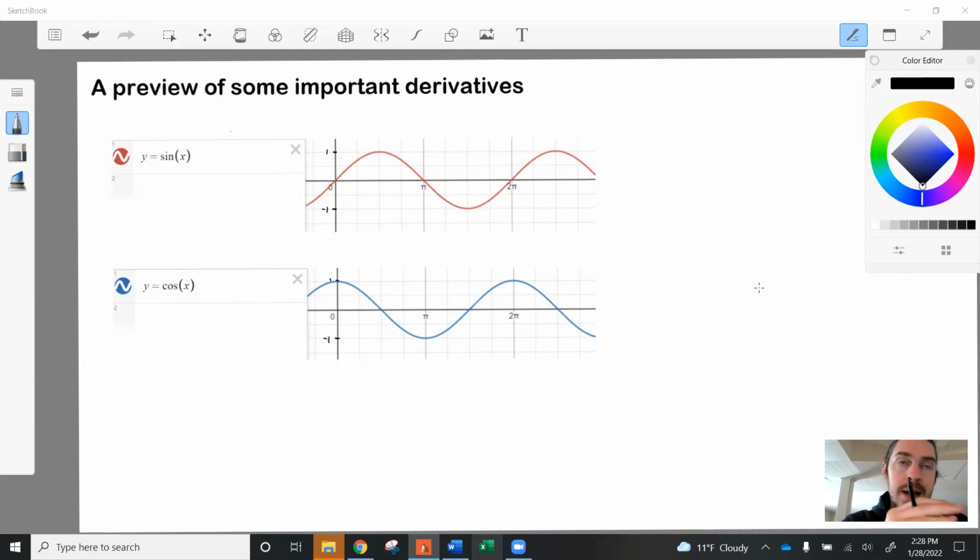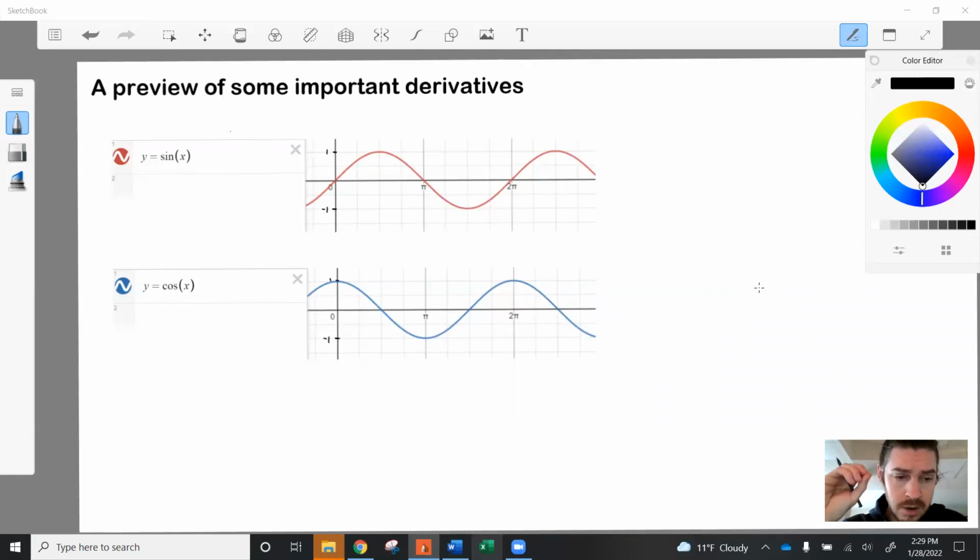I want to preview a few derivatives that will be coming up soon. The trigonometric functions, at least in the OpenStax textbook, aren't really addressed until a later section, I think 3.5. And the other function I want to talk about in this video, the exponential function e to the power x, isn't even discussed until section 3.9. But I want to introduce those functions and their derivatives a little bit early.